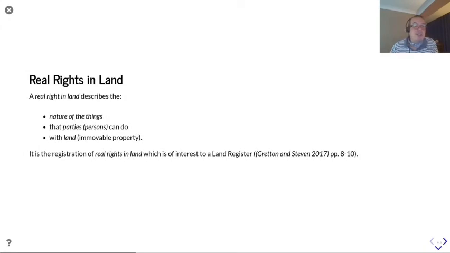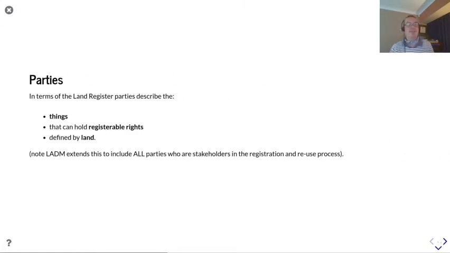Real rights in land describe the nature of the things that parties, people, can do with land, and that's the legal definition of land as immovable property. And it's this registration of real rights of land which is of interest to a land register. And parties, these are the things that can hold registrable rights which are defined by land.